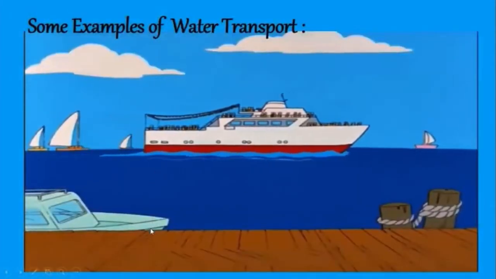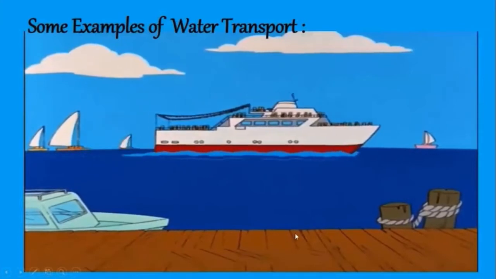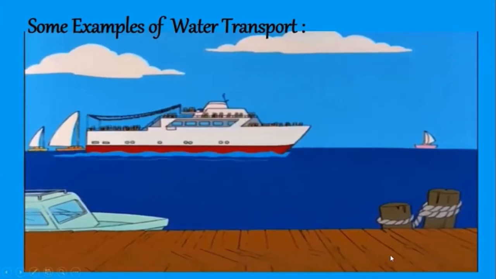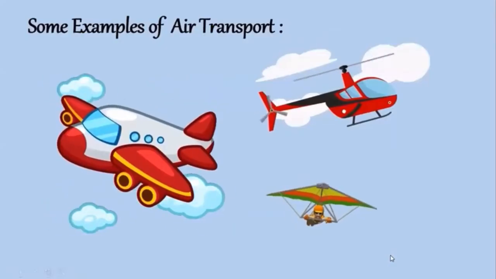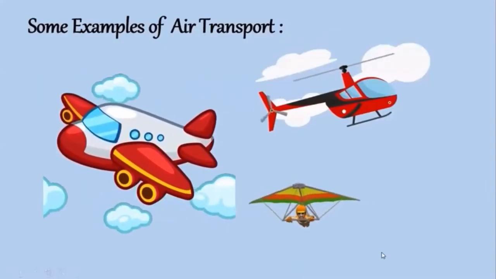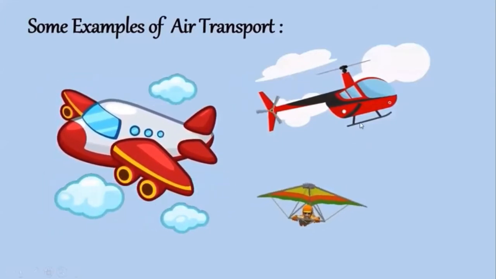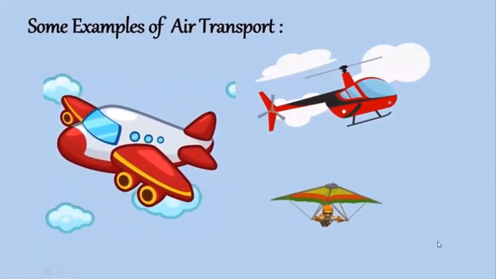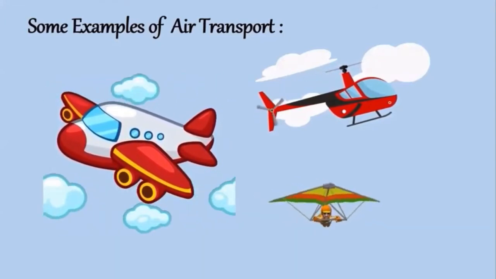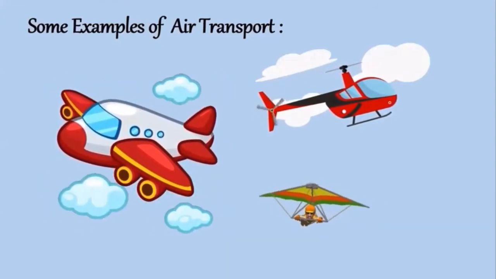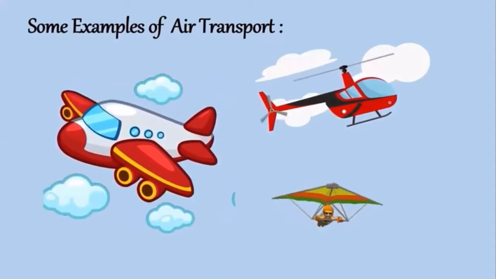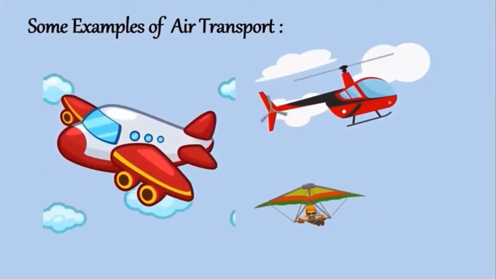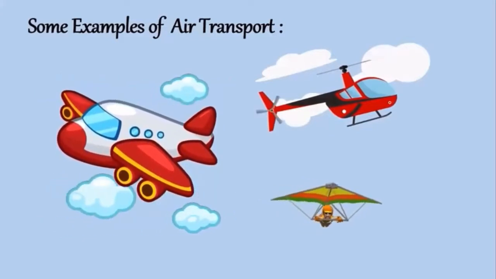These are some examples of water transport. Ship, submarines, boat. These are some examples of air transport. Aeroplanes, helicopters, and gliders. All these are examples of air transport. Now, we are going to tell you something about a transport which is the cheapest means of transportation among us.